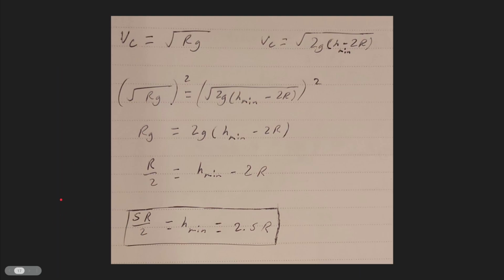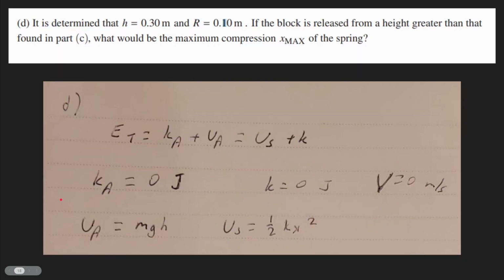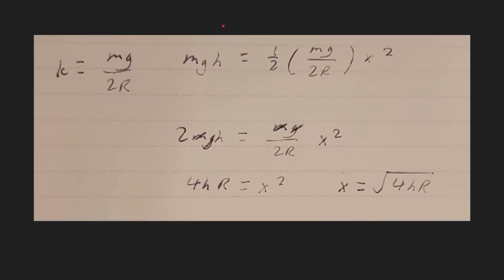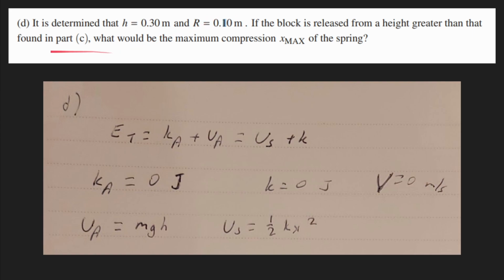Pretty straightforward. Alright, now we're at D. It is determined that our height is 0.3 meters, and our radius is 0.1 meter. If the block is released from a height greater than that in part C, what's the maximum compression, x max, of the spring? Since it's a greater height, it's going to fully go through the loop, meaning there has to be some sort of compression.